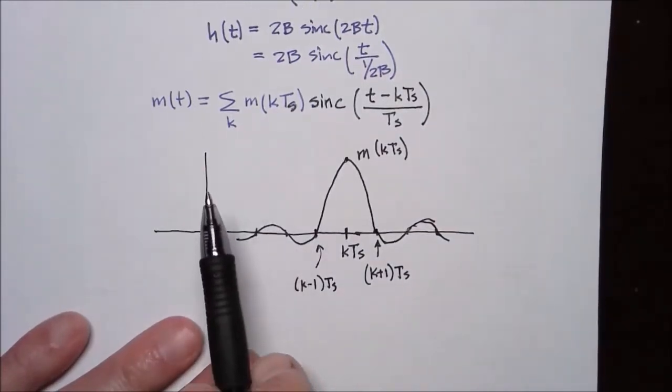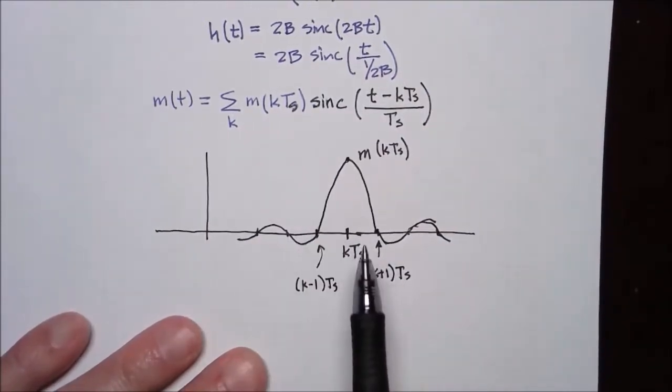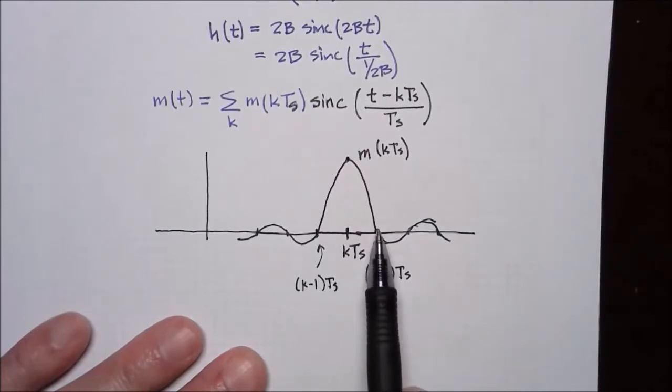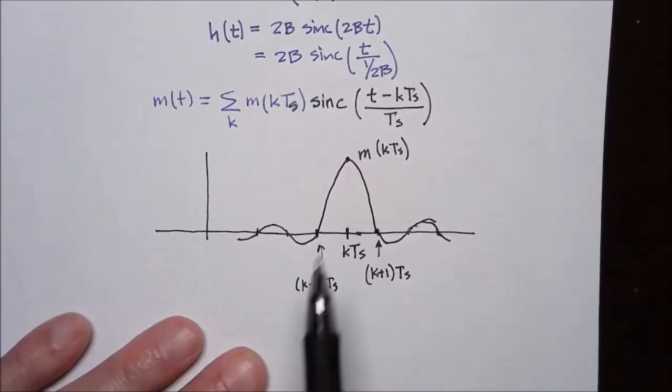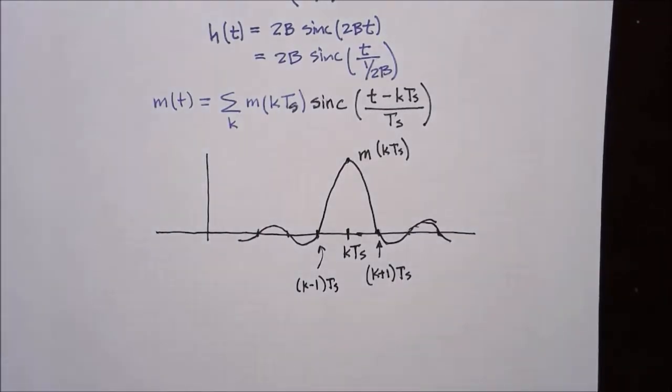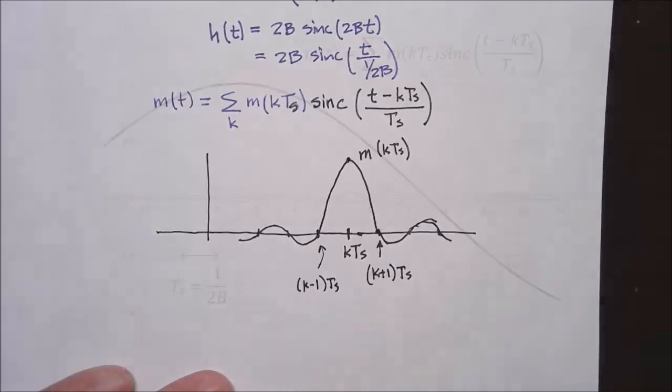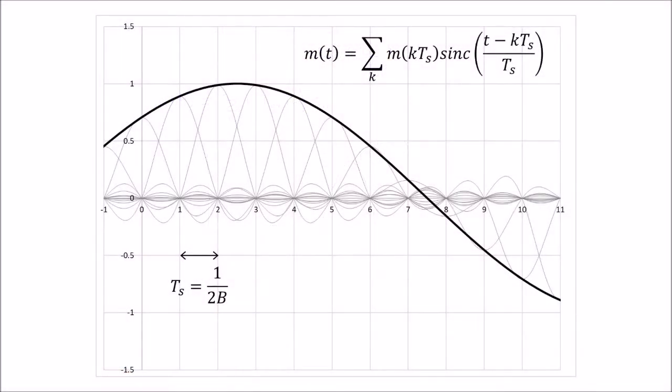Then the next shifted sinc function is lined up with the 0 crossing from this sinc function, and I'll go to another diagram to show you what that looks like. This is an illustration of the use of shifted sinc functions to reconstruct our original message signal.